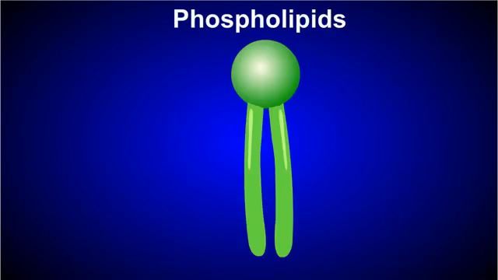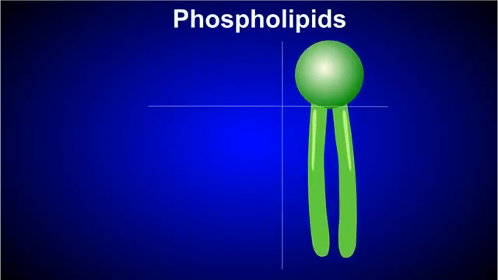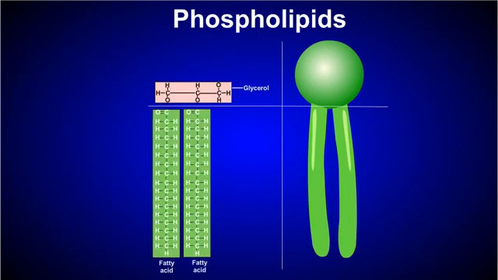Phospholipids are similar to triglycerides in that they contain glycerol and two fatty acids. What's different is that a phosphate group, rather than a third fatty acid, is attached to the third carbon of glycerol. Phospholipids are extremely important, mainly because of their unique properties in regard to water.